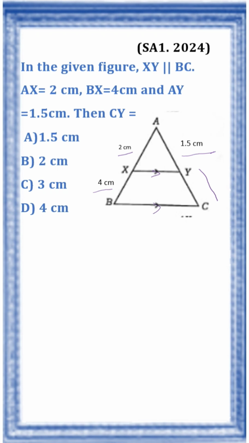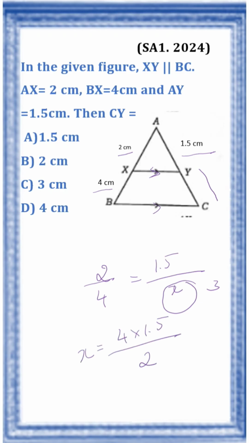Four options are given. According to BPT, this line is parallel to the third side, so the other two sides are divided proportionately. 2 by 4 is equal to 1.5 by x. By observing the ratio, you can say that x is equal to 3 centimeter, or you can also do it like this if you have more time. 2 into 1.5, that is equal to 3 centimeter. Option C is correct.